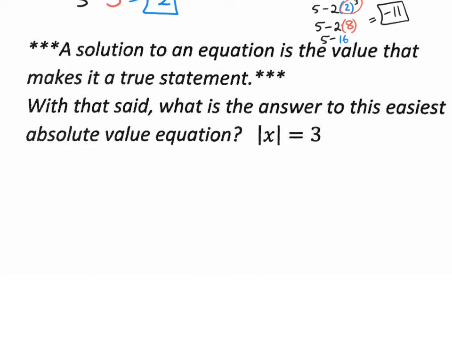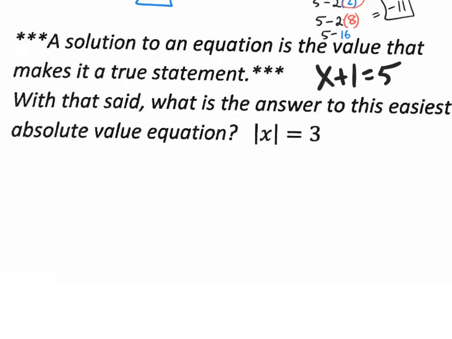Now we already know that a solution to an equation is the value that makes it a true statement, right? Like if I told you x plus 1 equals 5, what does this value have to be? 4. Why? Because 4 plus 1 is 5. There's no other number that you could plug in here that'll make it a true statement. So we know that the answer to an equation is the value that makes it true, right?